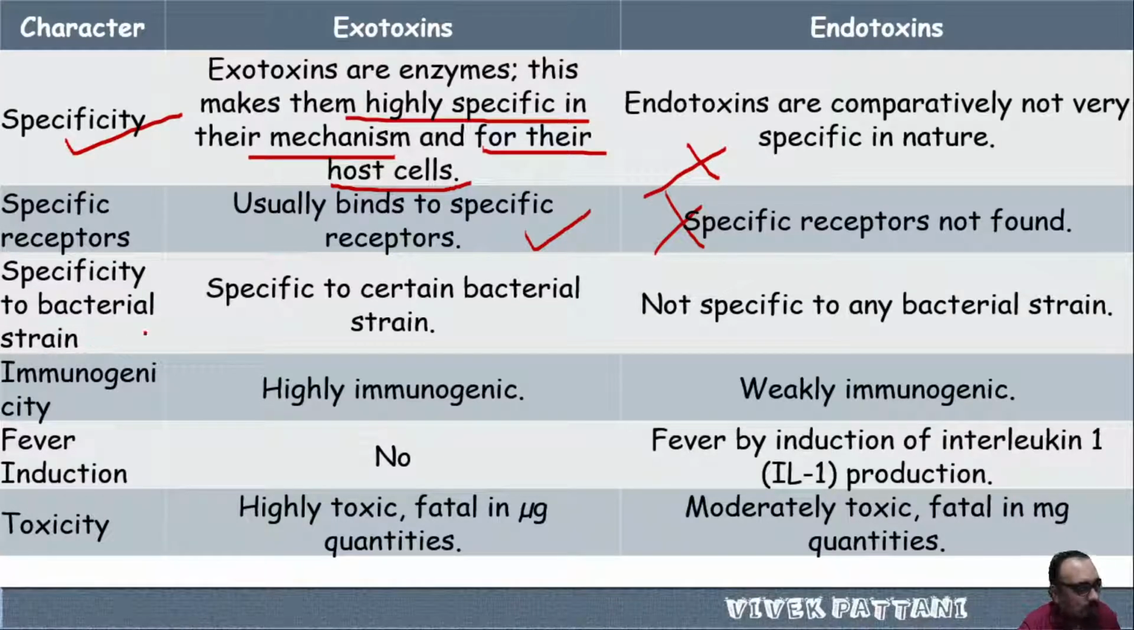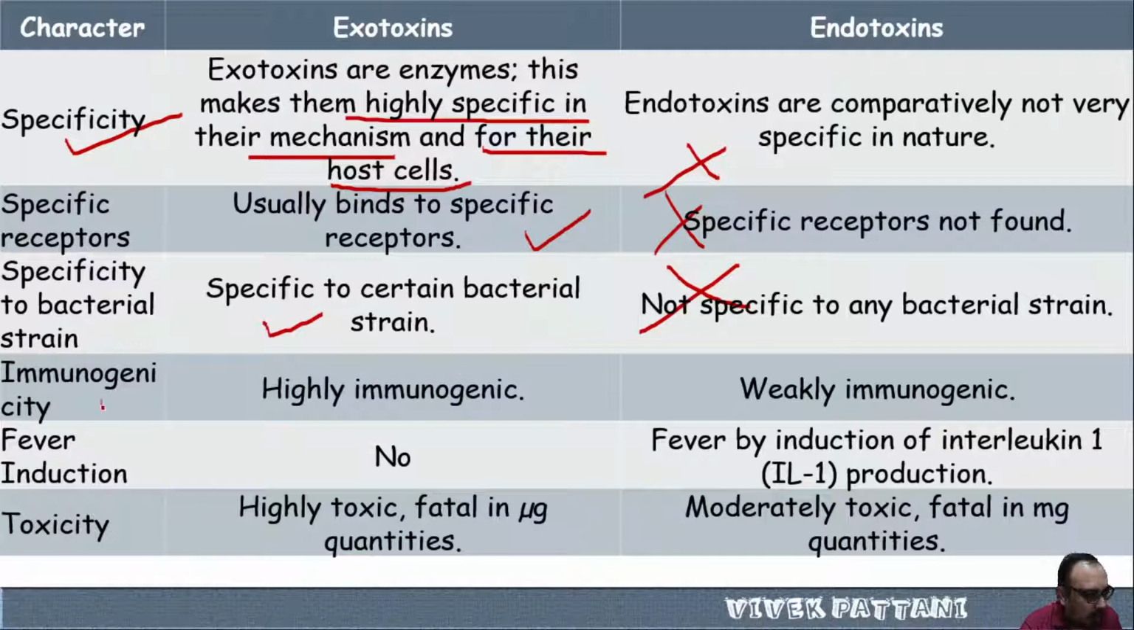Now comes specificity to the bacterial strain. Exotoxins are specific even to certain bacterial strains. Different types of bacteria produce different types of exotoxins, which may be specific with their functions. In the case of endotoxins, they are not specific to any bacterial strain.